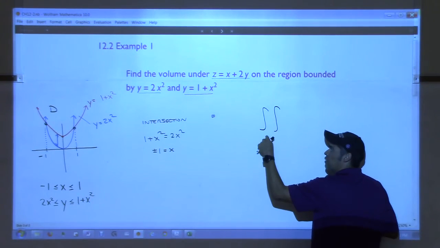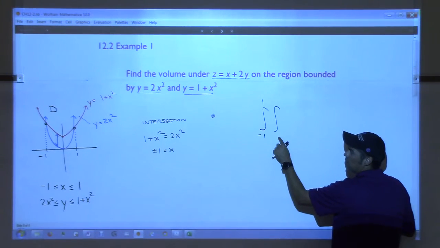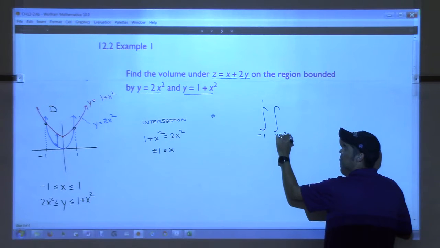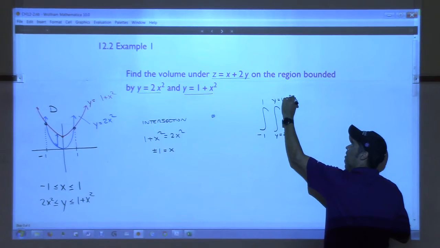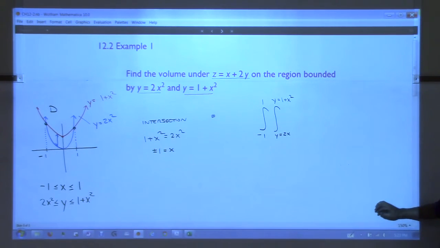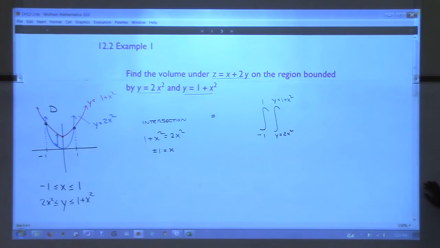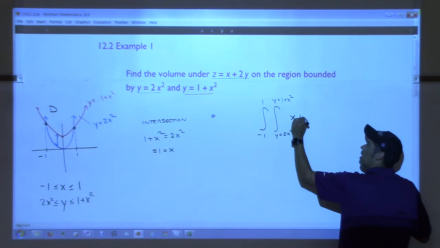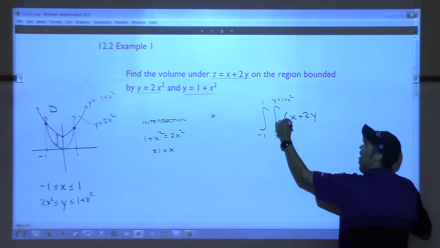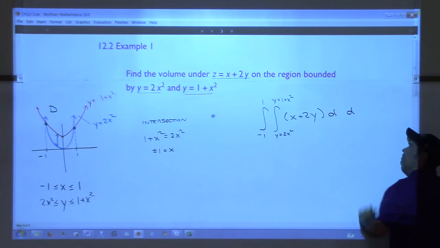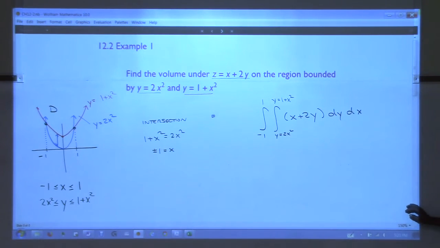What are the limits of integration on the outer integral? Negative 1 to 1. The inner integral. So I'm going to put y equals 2x. You don't have to put y, okay? Y equals 2x squared. Y equals 1 plus x squared, right? And then the integrand, the thing that's being integrated, is x plus 2y. That's our surface, our plane equation solved for z. And then it's d what? dy dx. You have no control over that. If it's a type 1 region, you've got to go in that order.